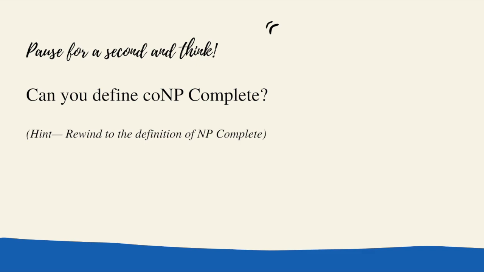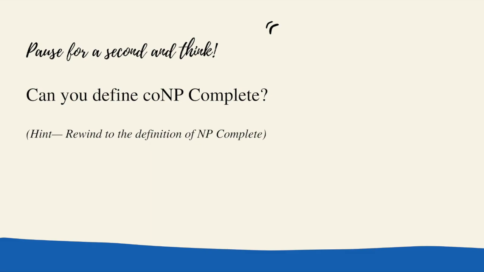For a language to be C-hard, you just need to prove that it is C-hard. For a language to be C-complete, you need to prove two things: one, it's in C, and two, it's also C-hard.